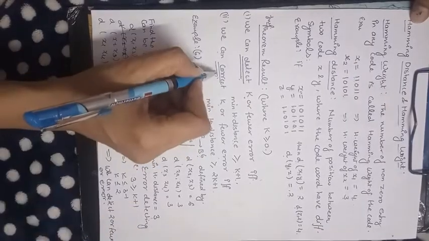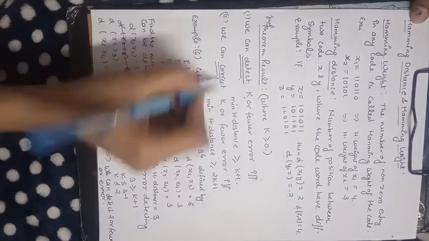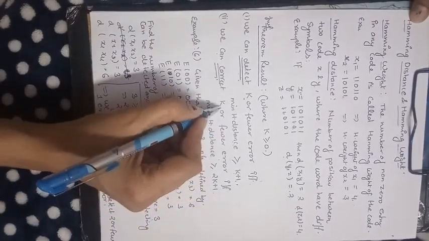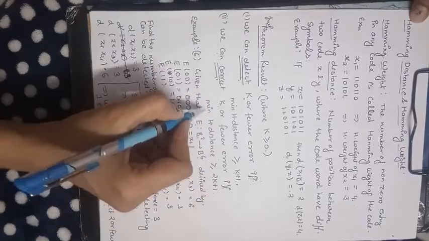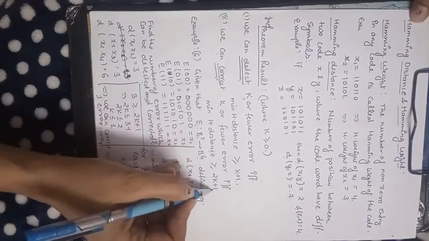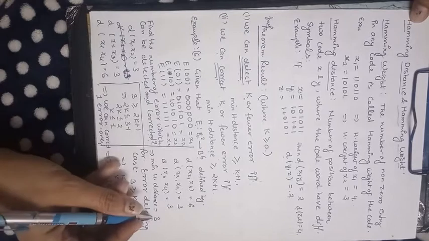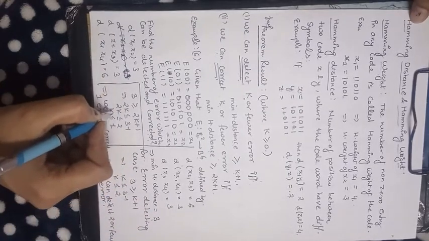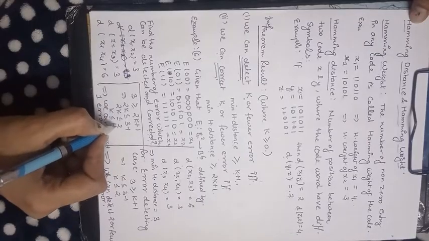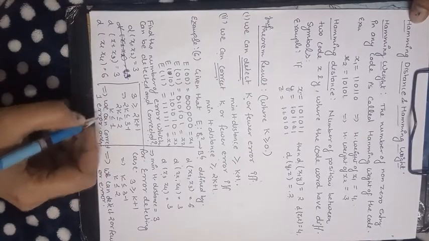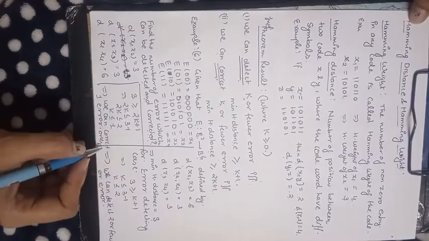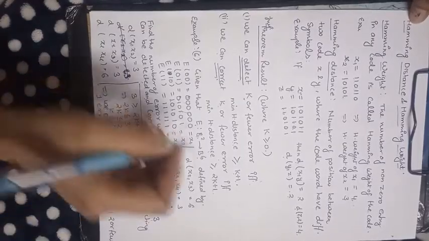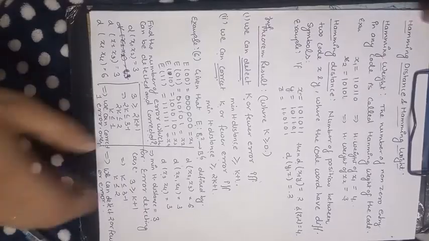Similarly, how many errors can we correct? Here we can correct k errors if the minimum Hamming distance is greater than or equal to 2k plus 1. Here the minimum Hamming distance is 3, so 3 should be greater than or equal to 2k plus 1. 2k is less than or equal to 3 minus 1, so k is less than or equal to 1. That means the answer is we can correct one error only. So under this encoding rule, we can detect 2 or fewer errors, but we can correct only one error here.